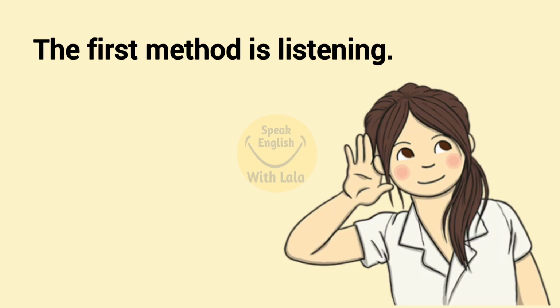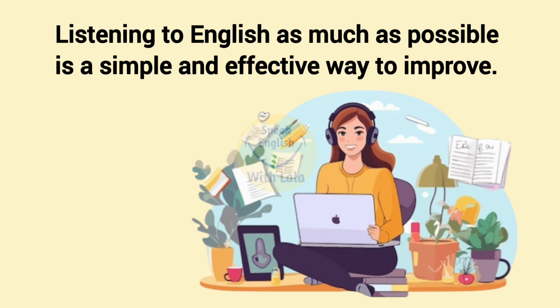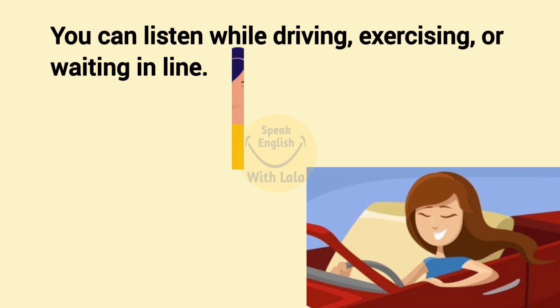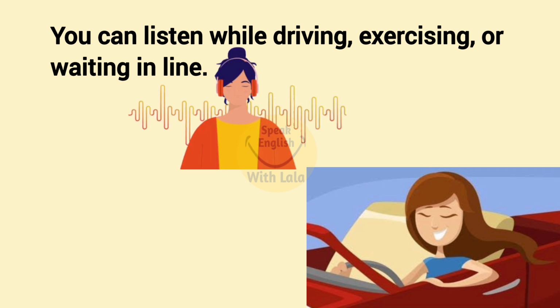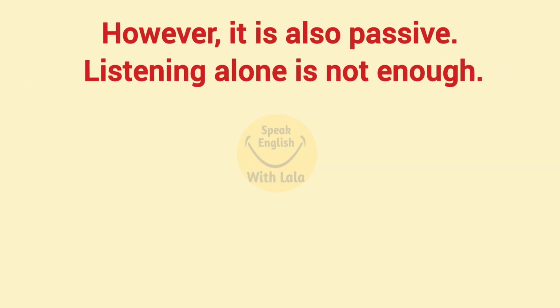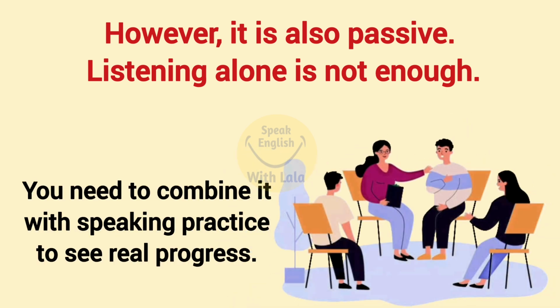The first method is listening. Listening to English as much as possible is a simple and effective way to improve. You can listen while driving, exercising, or waiting in line. This method is easy to do and helps you get used to the language. However, it is also passive. Listening alone is not enough. You need to combine it with speaking practice to see real progress.